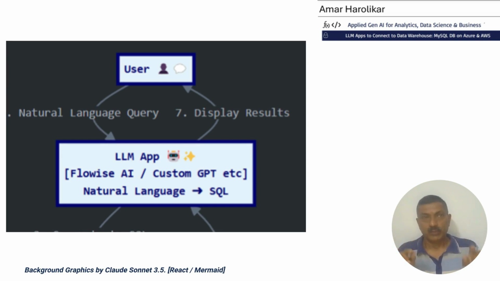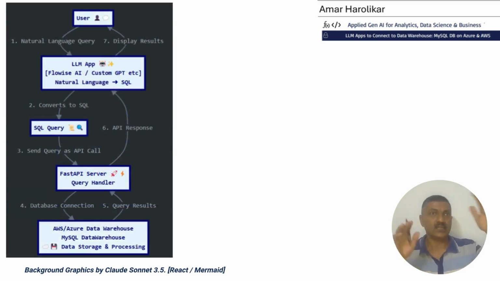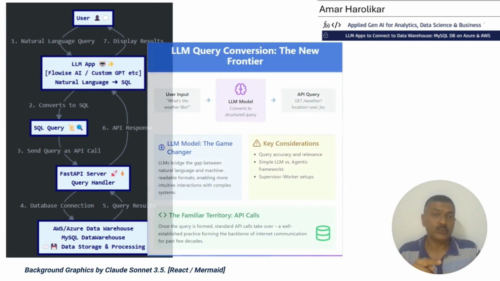Now here is one important point in this whole framework. The top part, that is the newer part, right? That is the whole breakthrough part, where the LLM model is now able to convert natural language into a SQL query or an API parameter. That's a huge part, and there are a bunch of considerations there. Accuracy of the query: how do we make sure that the query is accurate? You can use a simple LLM model, or you can use an agentic framework with a supervisor worker setup, or many other setups are possible.